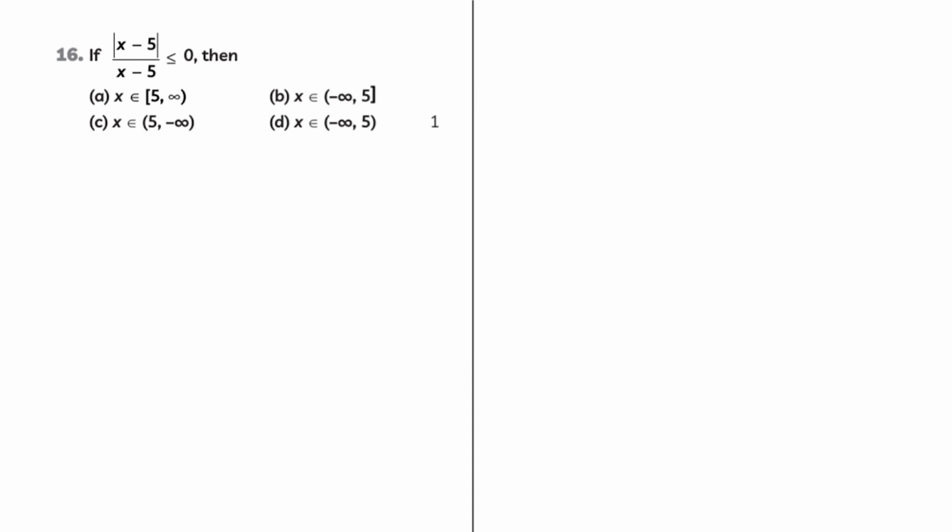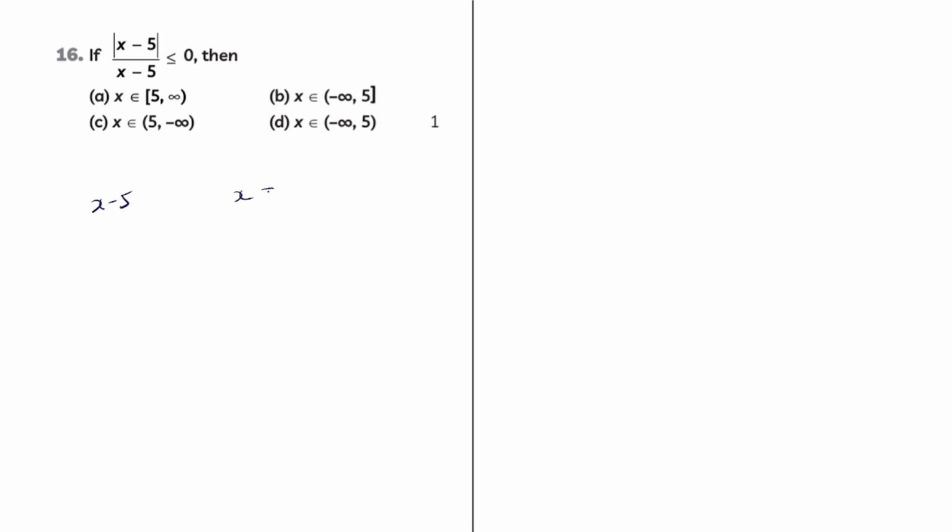Moving on, the next question. If mod x minus 5 upon x minus 5 is less than or equal to 0, then we have to solve for x. That is, we have to find the value of x that will satisfy this inequality. So here in the numerator we have mod x minus 5. Whatever value we substitute for x, this numerator is going to be positive. In the denominator we have x minus 5.